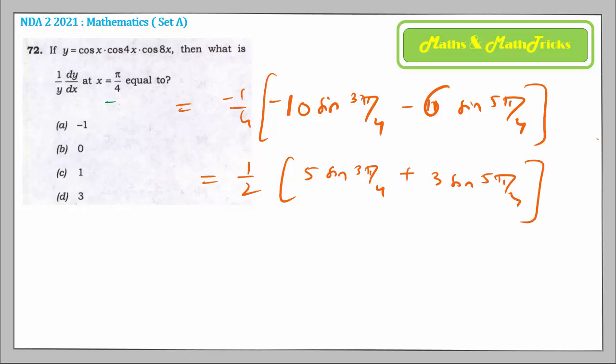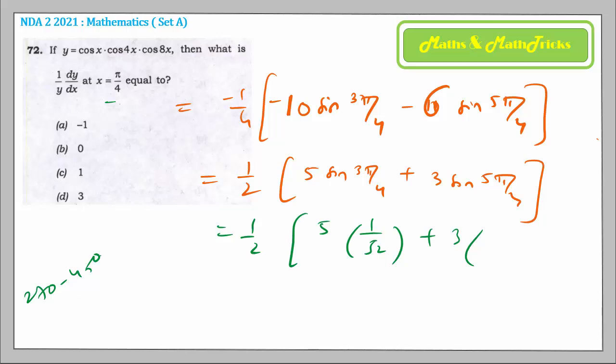Now these are familiar angles to you. 3 pi by 4 is 135 degrees. Sine of 135 is cos 45. Second quadrant, sine is positive. So therefore this is 1 by 2 times 5 times 1 by root 2 plus 3 times sine of 5 pi by 4, which is 225, which is 270 minus 45 again. And because of 270, sine will change to cos. Which quadrant? Third quadrant, negative.